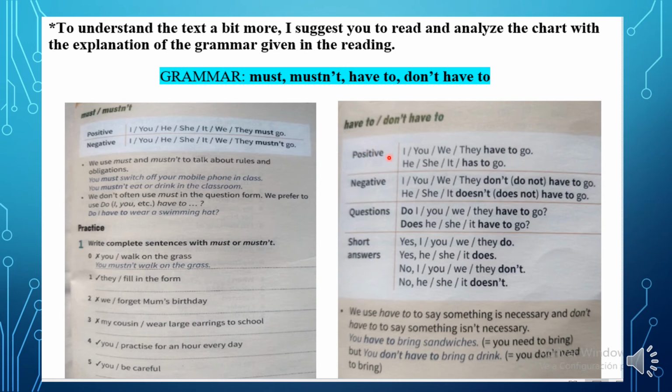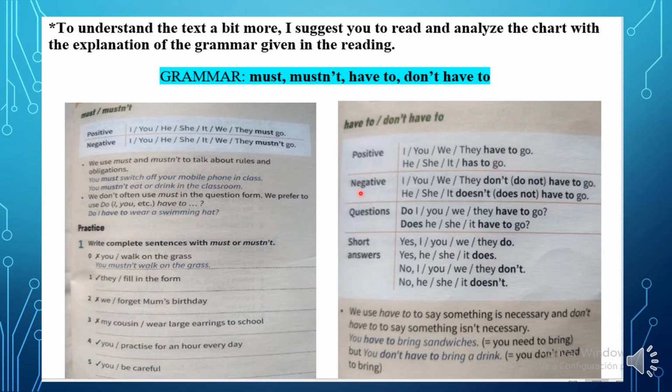In the next part, you have the use of the modal verb have to in the affirmative way and don't have to for the negative. So here you have the conjugation for each personal pronoun in the positive form, and you have the negative, the question, and the short answers. As you can see here, I, you, we, they go with have to and an infinitive verb. He, she, the third personal pronoun, goes with has to, combined with an infinitive verb as well.